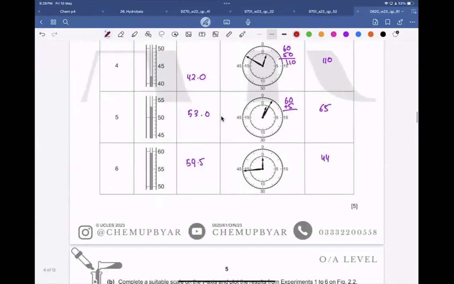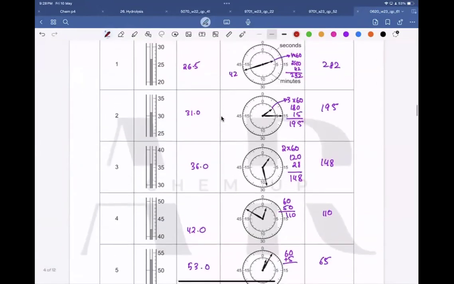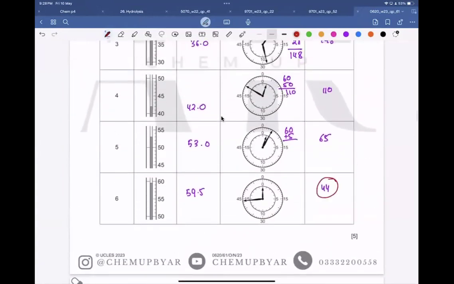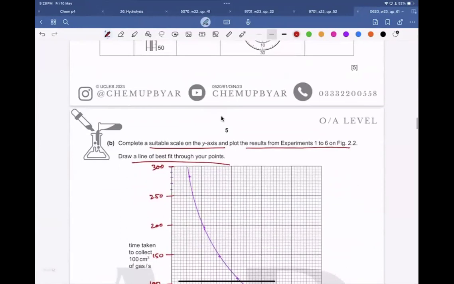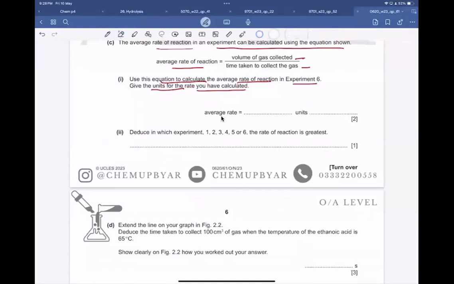Okay, let's have a look at experiment 6. Volume of a gas collected is 100 and the time taken is 44, right? So we will calculate 100 over 44. So the unit would be centimeter cube per second, because time is in the denominator.